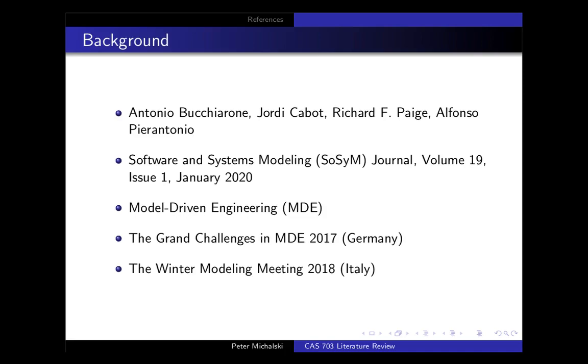It focuses on model-driven engineering, and the article reports on the results of two MDE events that brought together experts from industry, academia, and the open source community to assess what has changed in research in MDE over the last 10 years, what challenges remain, and what new challenges have arisen. The two events were the Grand Challenges in MDE Workshop and the Winter Modeling Meeting.